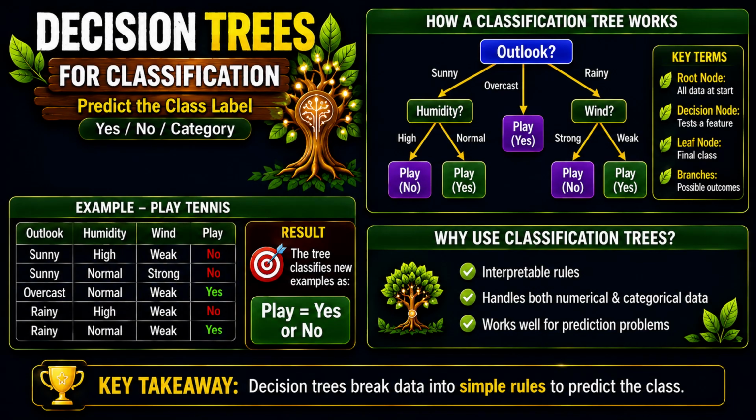At the root node, all the data will be at the start. At each decision, you test a feature. If rainy, then you check the wind, which is weak or strong, and so on you go. You just check this and you will find out how to draw it. It gives interpretable rules, handles both numerical and categorical data, and works well for prediction problems.